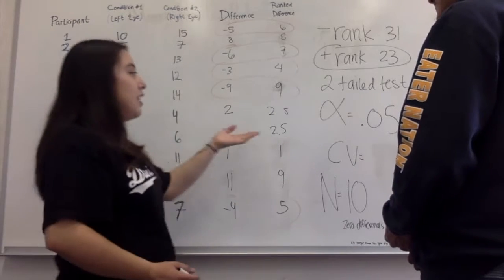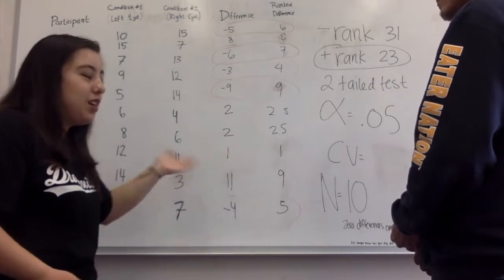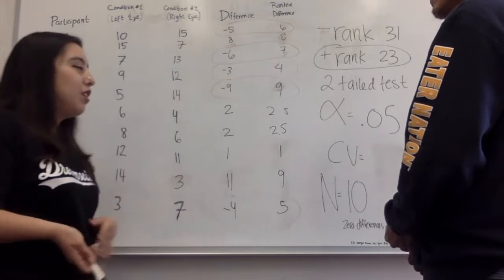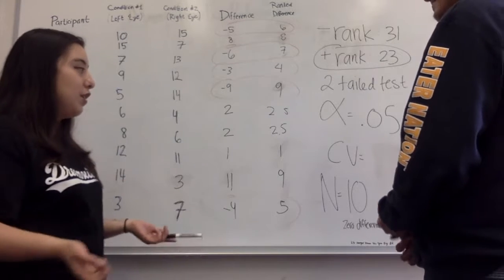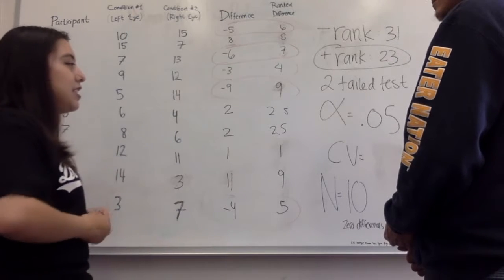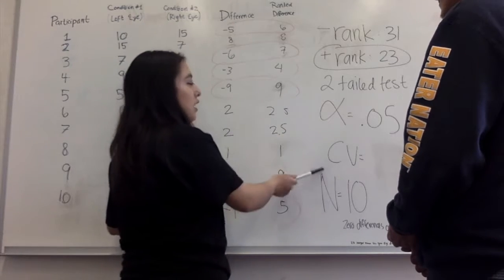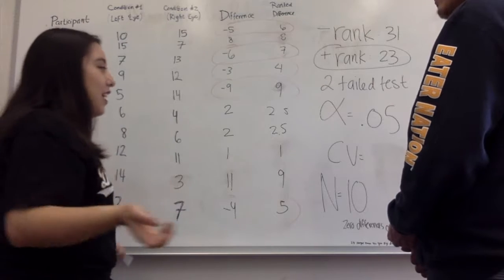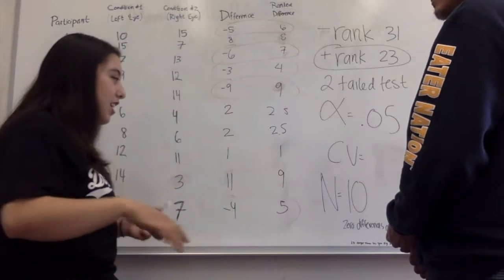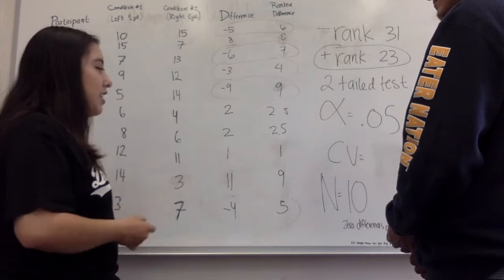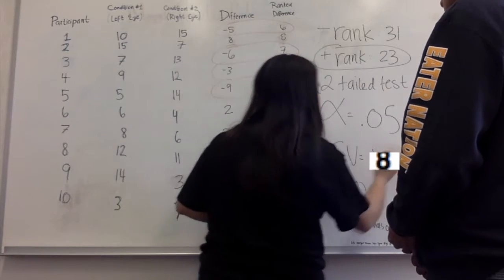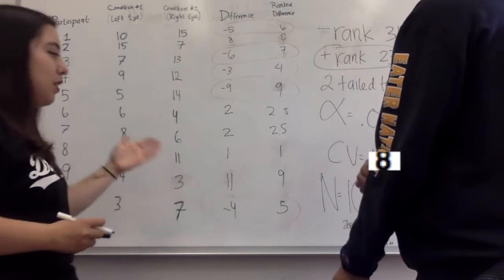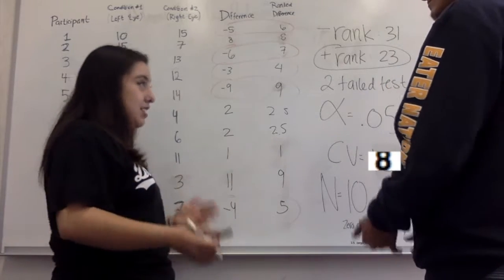Our significance level is 0.05, and we have a two-tailed test. Now we need to find the critical value. Like I said, we're going to use the Wilcoxon table to do that. Once we find our critical value, we see if the rank exceeds the critical value. If it does, then there is no significance. I already looked at the critical values in the Wilcoxon table, and I found that it is, in fact, 8. Since our smallest rank, which is our W, is bigger than our critical value, there is a significant difference in seeing between the left and right eye.